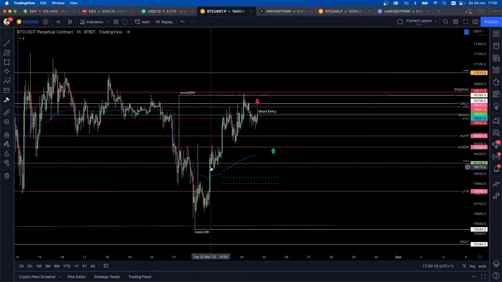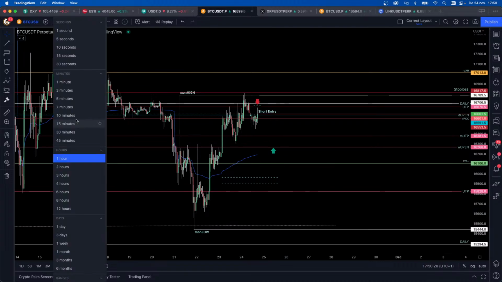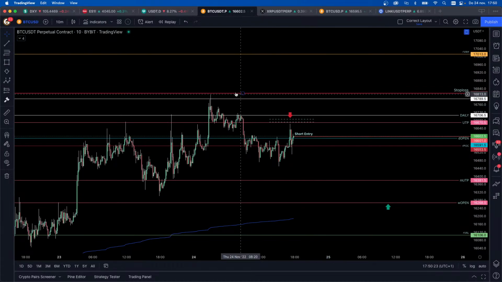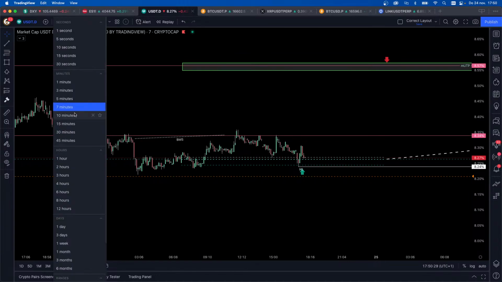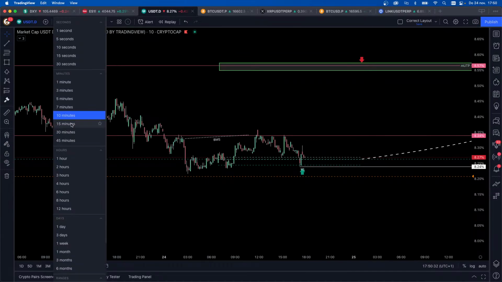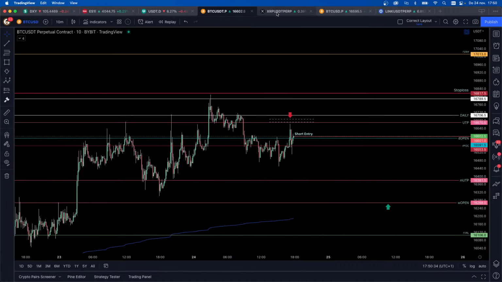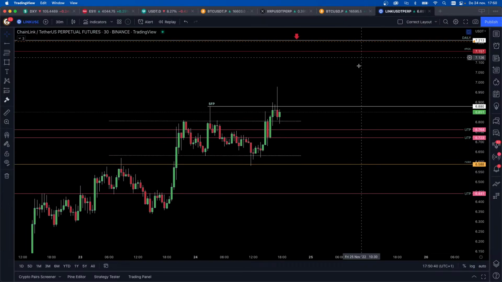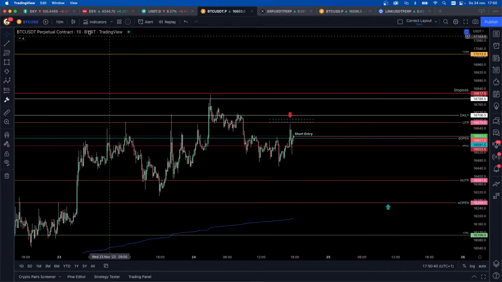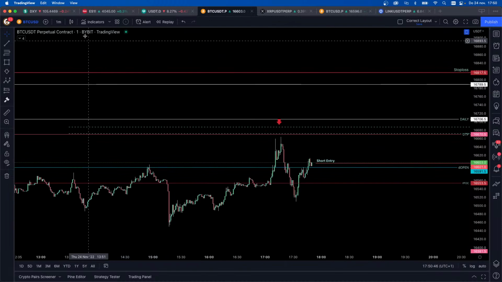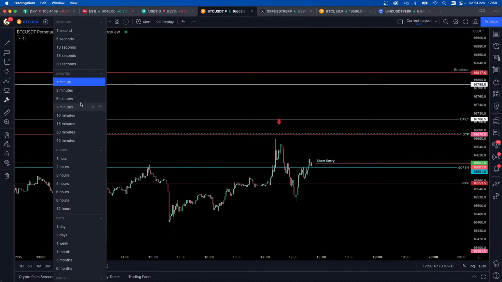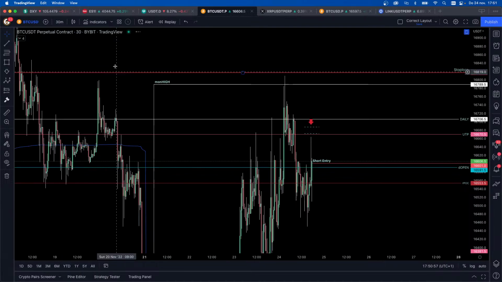We have higher lows, higher lows, higher lows. So we need that lower low first. But the market is looking like it just wants to break higher. I'm uncertain.